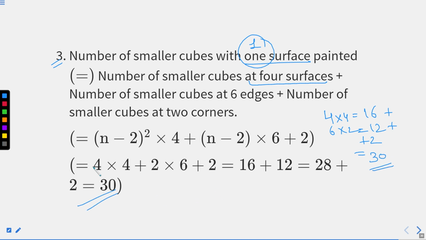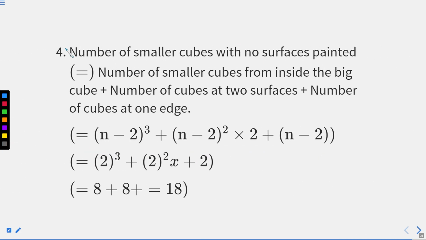It will be 30 in total. You can see here as well. The formula used is this. Here it is missing, I think. Multiplied by 6 till here, right? And the last one is plus 2 for vertices. Right? I hope you are clear with the formula. I hope you are clear with the statement part as well.